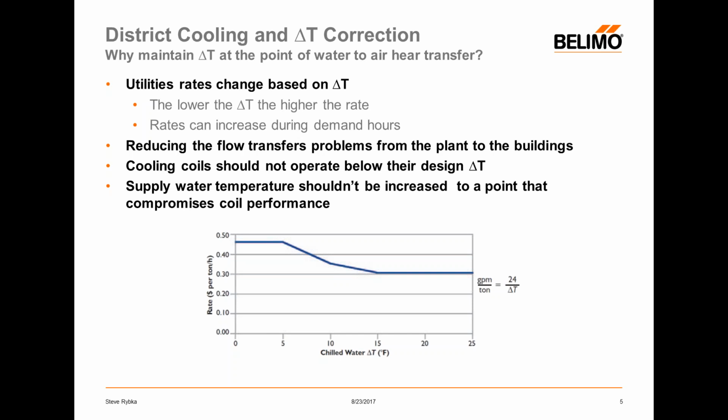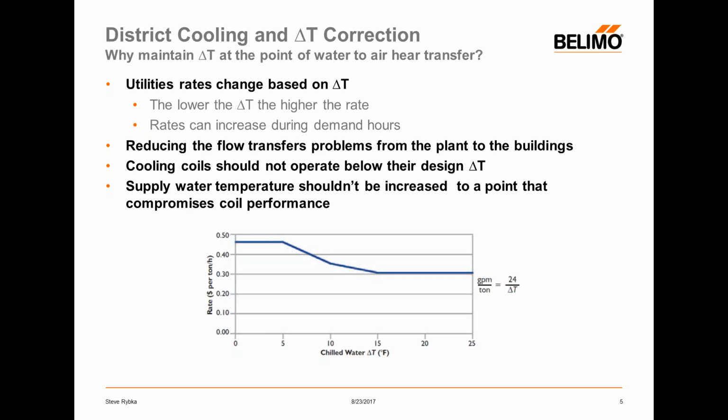Utility rates also increase during demand hours. So if it's at a high demand load, you want to be using your water as efficiently as possible to not incur additional pumping through the building. So making sure that we're using as much of the capacity of that water at the point of water to air heat transfer to keep the pumping as low as possible will actually keep our overall energy bill down.